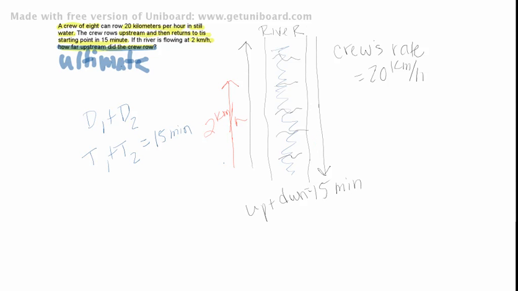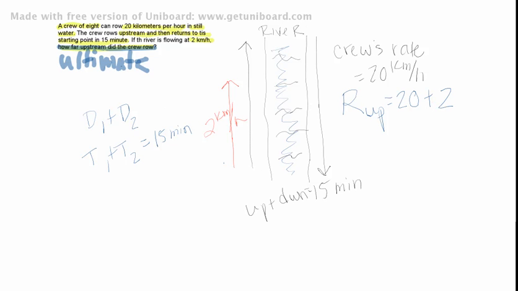Let's see, what else can we pull out of here? Well, we know that there's a rate going, so rate upstream would be 20 plus 2, right? Assuming the river's rate is going with them. So they can row at 20 kilometers per hour when nothing's moving. So they have their rate, how fast just them can go, and then the river is sort of pushing them or helping them along. So the rate upstream is 20 plus 2.